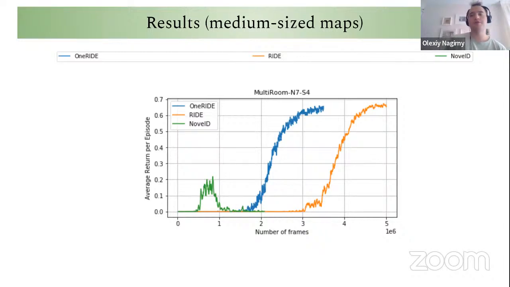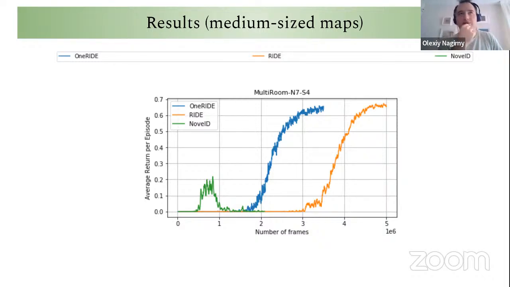Also, we confirmed the efficiency of it with the medium-sized map. The thing is that here at least we were able to reproduce the result from the RND paper. For example, in RND, we see the convergence exactly somewhere around five million frames.